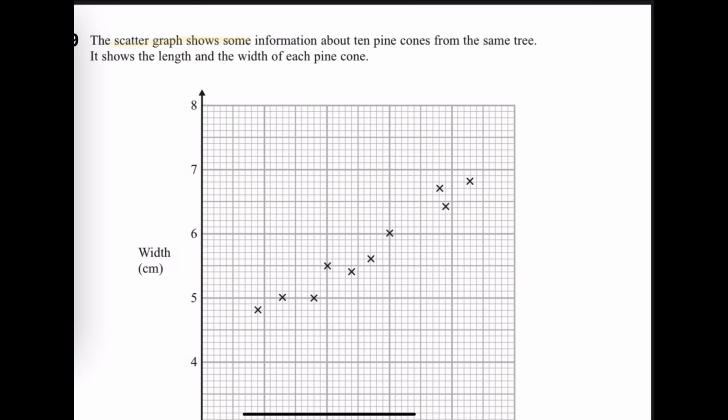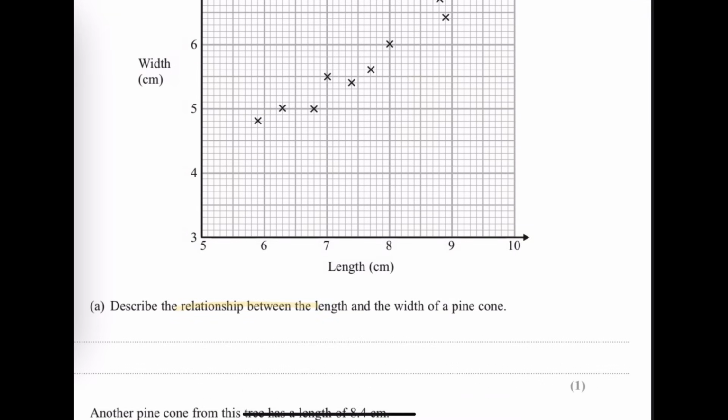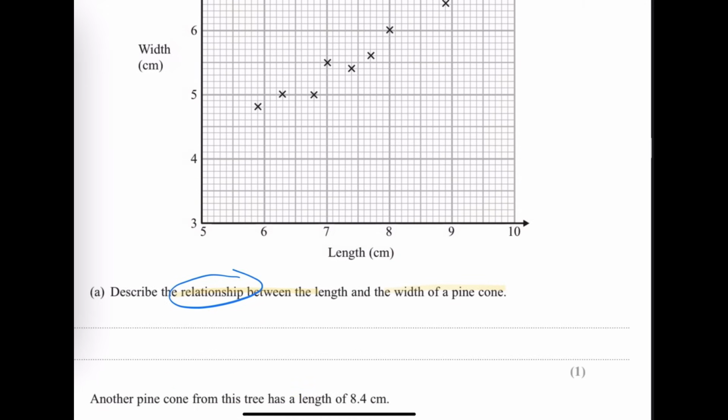Question 9. The scatter graph shows some information about 10 pine cones from the same tree. It shows length and width of each pine cone. Describe the relationship between the length and the width of the pine cone. So when they say relationship, they're asking what type. Is it positive, negative? Anything that goes up like this, we know that that is positive, because if one increases, the other increases. And if it goes down like that, we know that it is negative because if one increases, the other decreases.